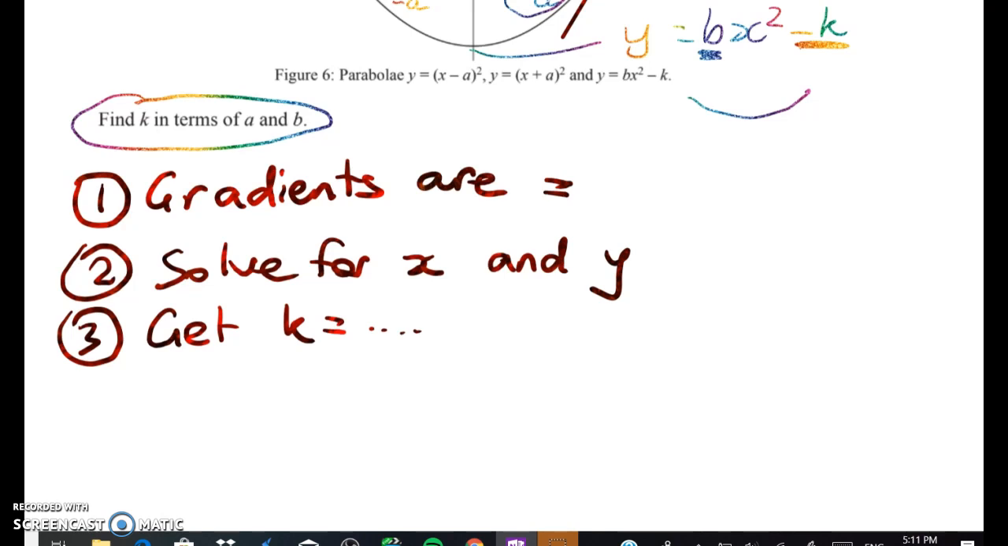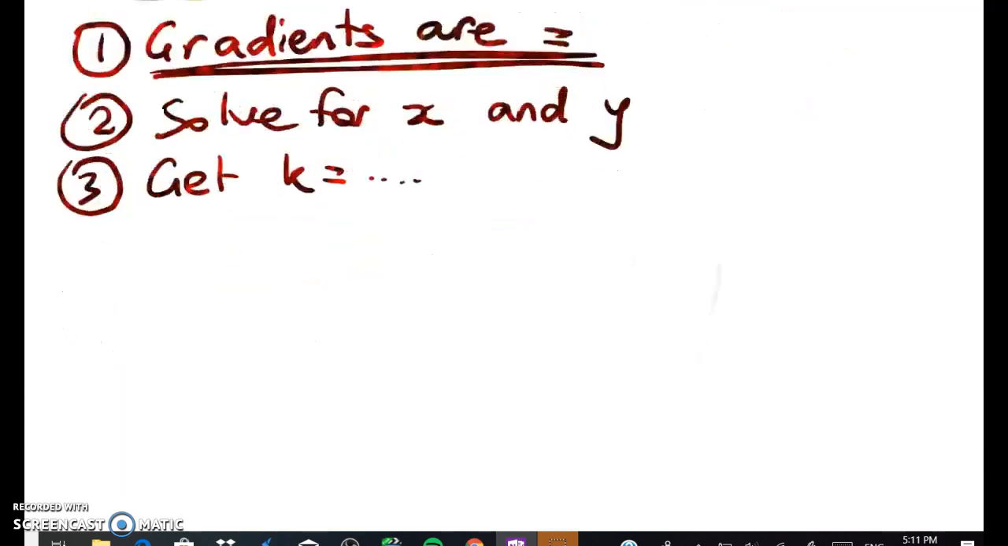But you don't know that when you start. So when you start a problem like this, all you really know, if you're me, is where to start. So we're going to start by looking at what happens when the gradients are equal, and then moving through the question from there.